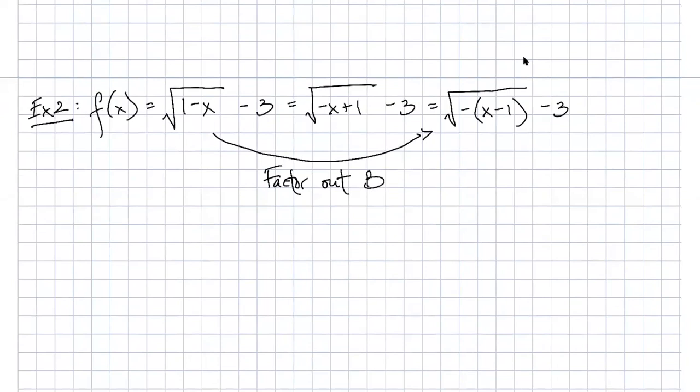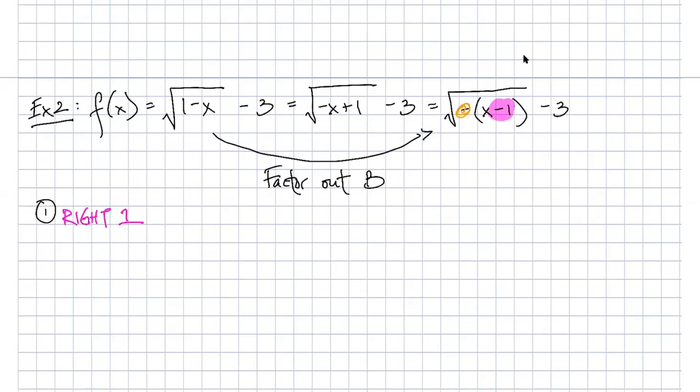Now from here, tell me what our transformations are. What happens first? What happens second? What happens third? Right 1, reflection over the y-axis, and down 3. Beautiful. All right, so we've got our minus 1, which means it goes to the right 1.